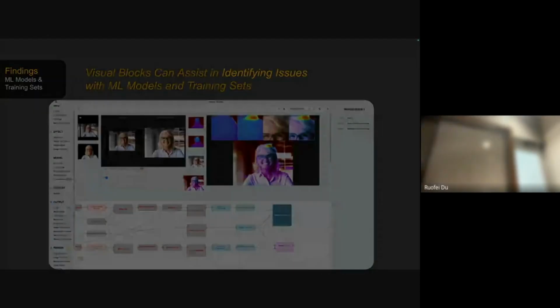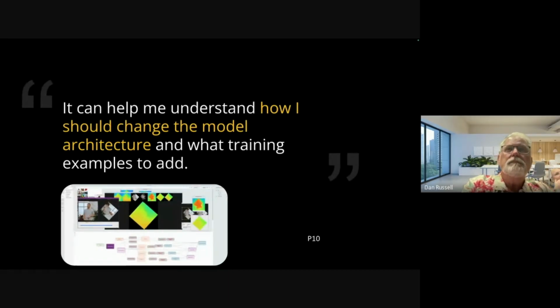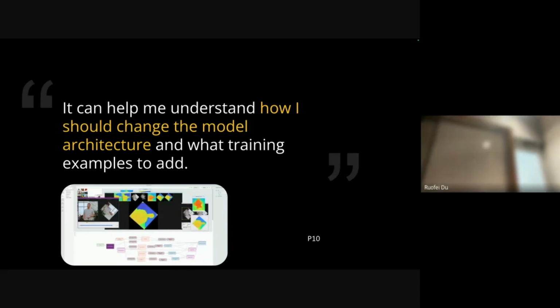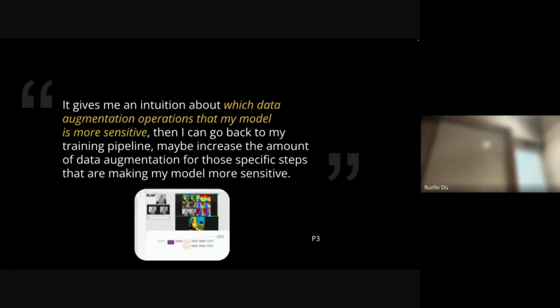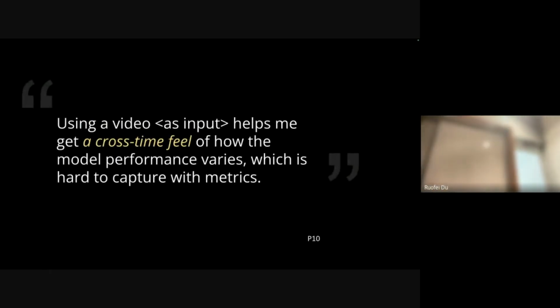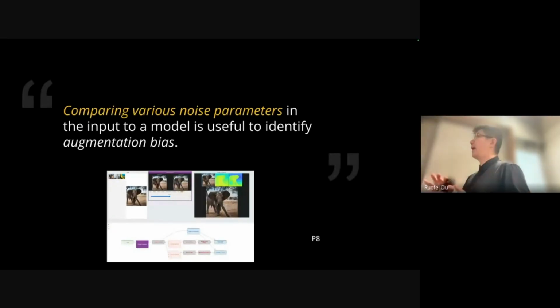And it also helps people to identify issues with their neural networks. For example, with the interactive data augmentation, people know how they should change the model architecture. And it gives people the superpower to see when their model fails. And more importantly, ViroBlocks also gives people an intuition about what data augmentation operation is missing from their training pipeline. And it allows people to compare different parameters.